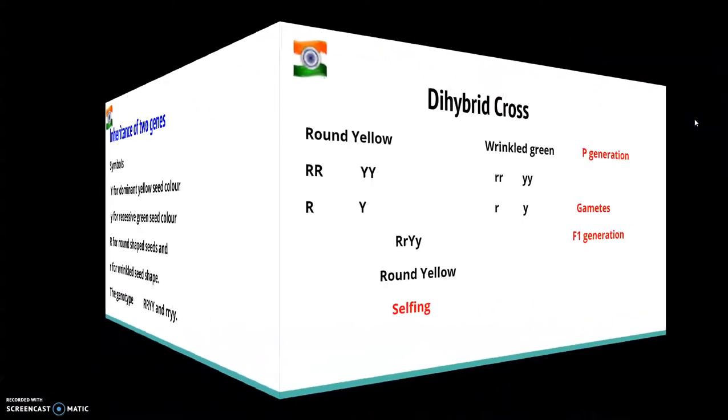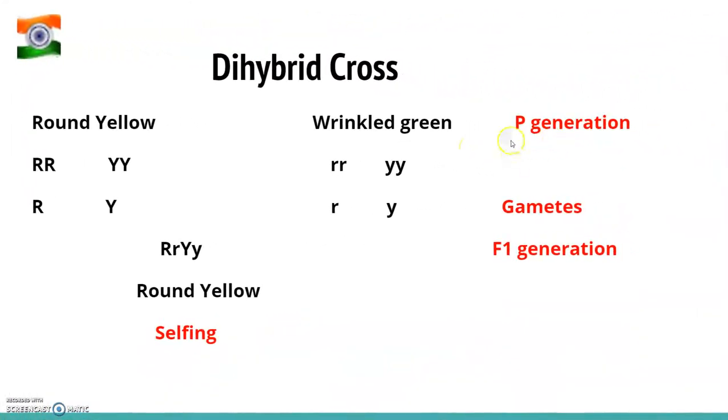Now in the dihybrid cross, these are the parent generation, round yellow and wrinkled green, as just explained. Here these are the genotypes, capital R, capital Y, small r and small y. This is for wrinkled, this is for green, this is for round, and this is for yellow. Now these are the gametes.